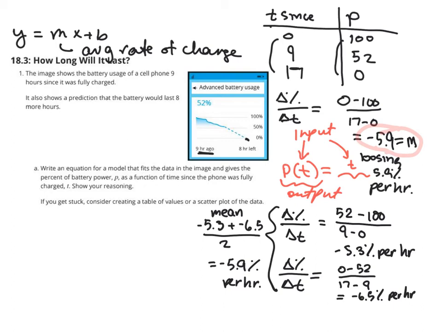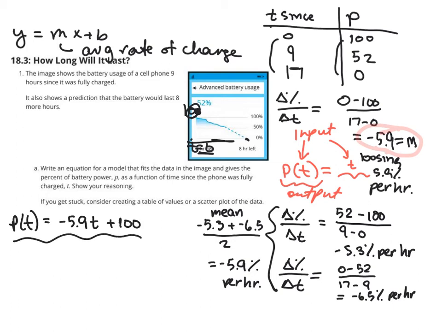All right. So we figured out our slope. That means that we have our equation. So P of t equals negative 5.9t plus my y-intercept. So at time equals 0, where am I? At time equals 0, I'm at 100%. So that right there is my answer.